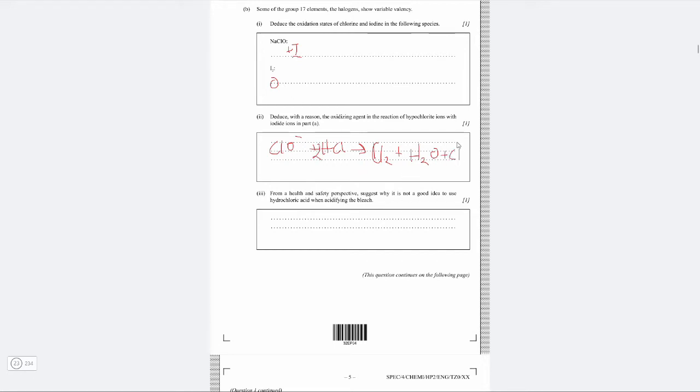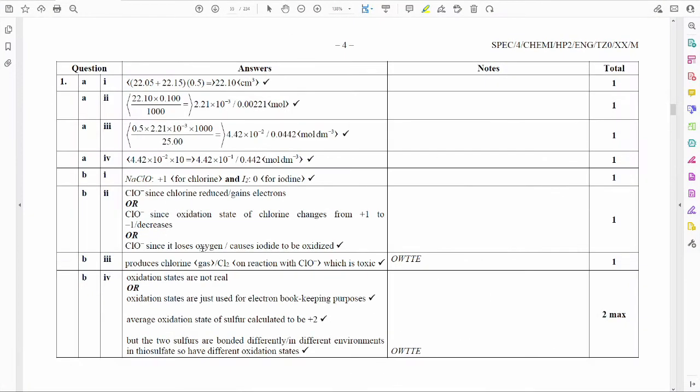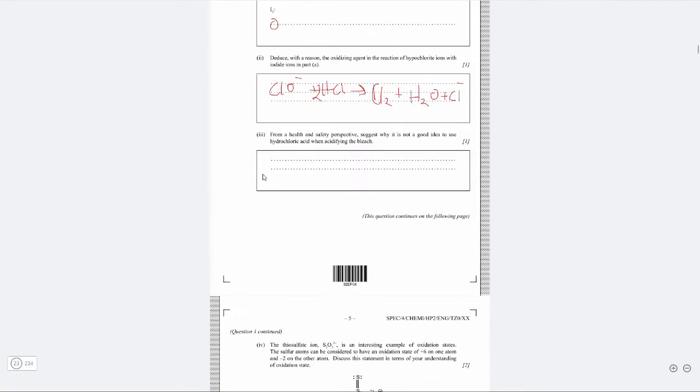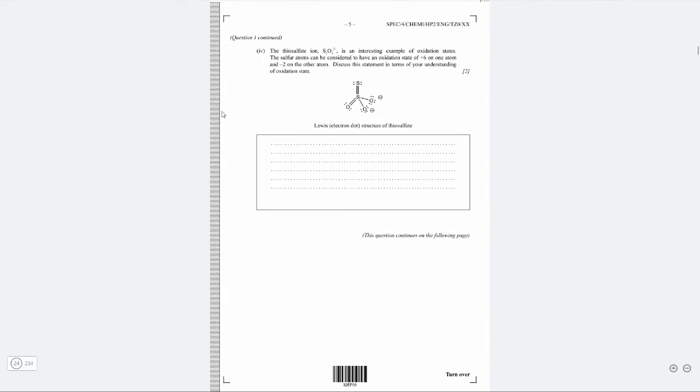And then I also think something like this, you have to write out the half equations if you want to make sure. But the point is that it produces chlorine gas, which is stated in here, produces chlorine gas, which is toxic. Right? Oh, it should have been this question, not this question. Next question.